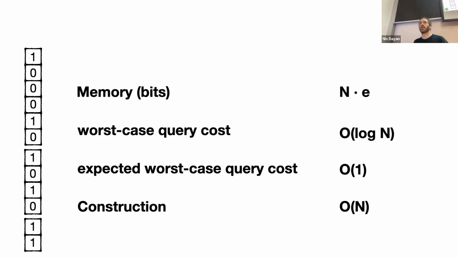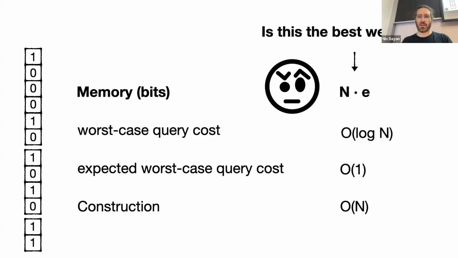So now we've finished our analysis. We need n times e bits. We have a strictly speaking worst case query cost of log n, but the expected worst case is actually O(1). And the construction is also O(n). All right. Nice. So now we might ask, we have n times e memory. Is this actually the best we can do?